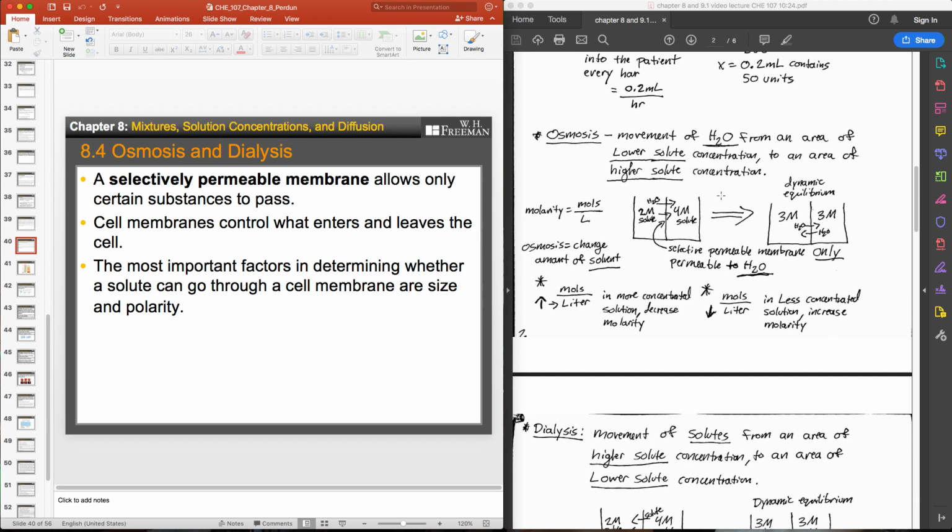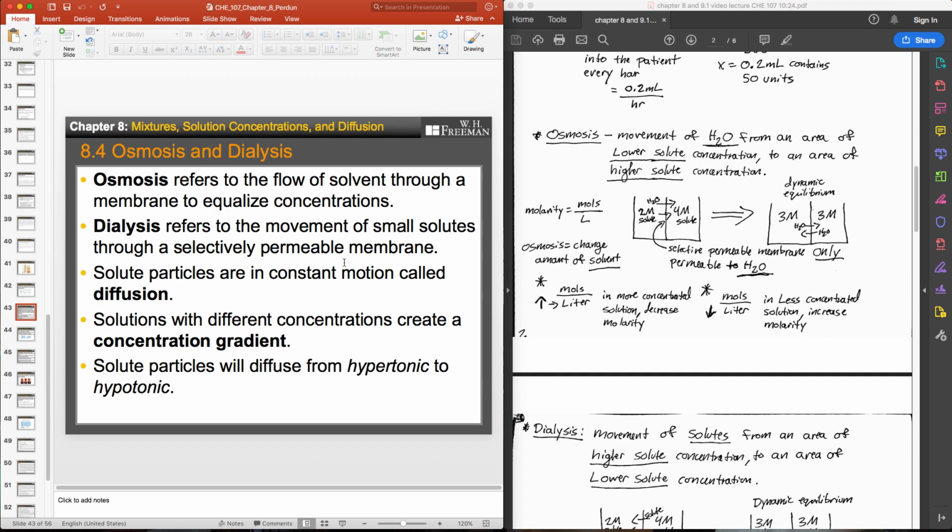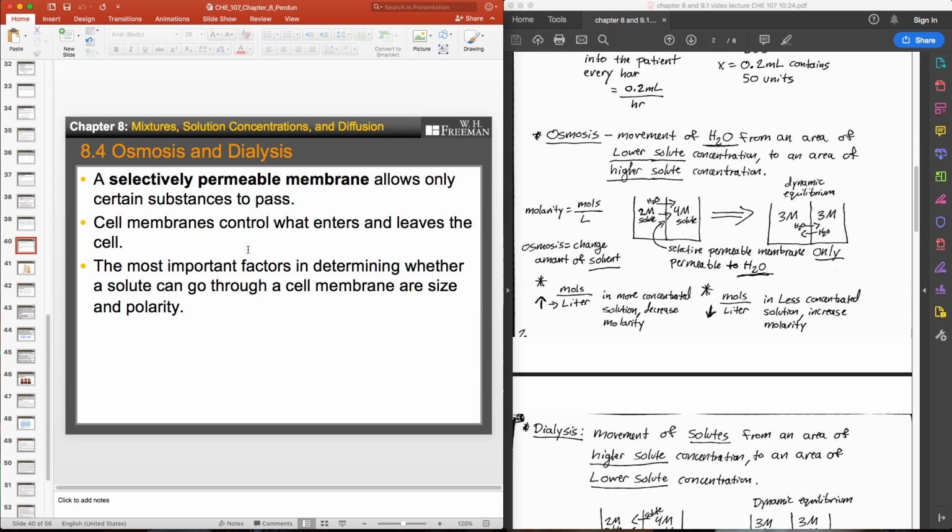I know it says over here that osmosis refers to the flow of solvent through a membrane to equalize concentrations. Osmosis in this class specifically, we're going to be talking about as the movement of water. Osmosis and dialysis are a little bit different from each other in that dialysis is the movement of the solute and osmosis is the movement of the solvent, okay?